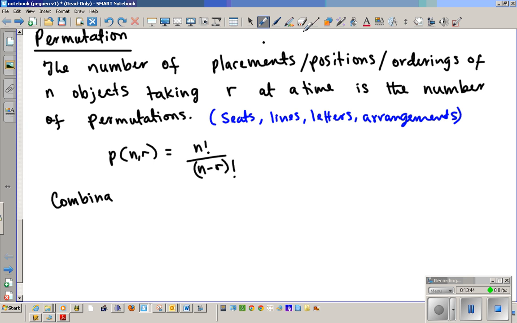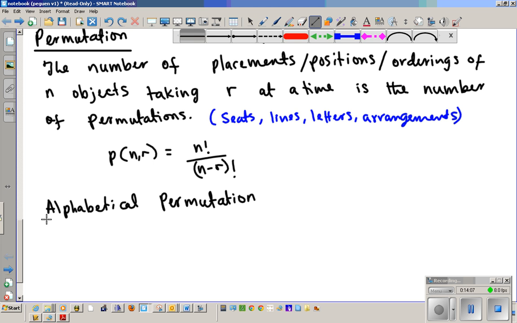Oh wait, before we do that, let's talk about the different kinds of permutation we have. We have two other unique types of permutation that you need to know about. One is called the alphabetical permutation. I call it the alpha perms. Alphabetical permutation.